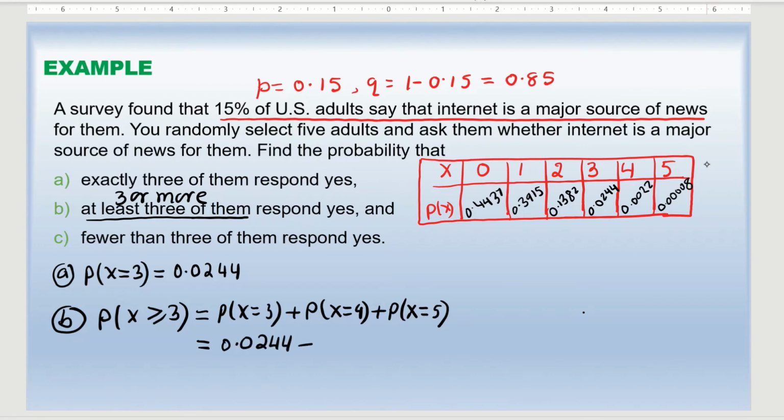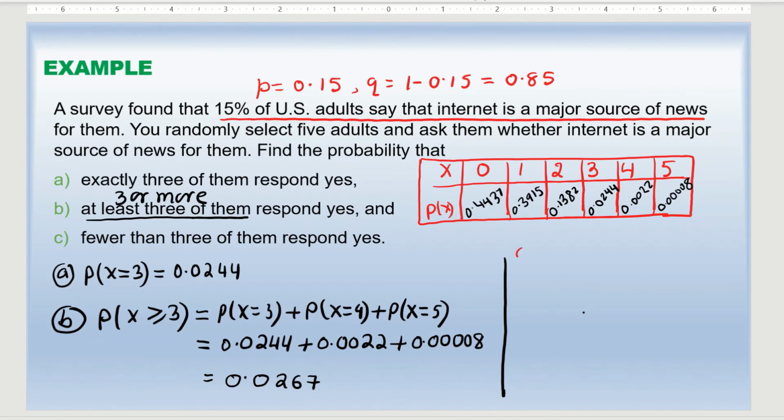Probability that x is equal to 3 is 0.0244, then plus probability that x is equal to 4 is 0.0022, plus probability that x equal to 5 is 0.00008. Now by adding this, we get 0.0267. That is the probability that at least 3 of them respond yes, internet is the main source of the news for them. Okay, that is your part B.